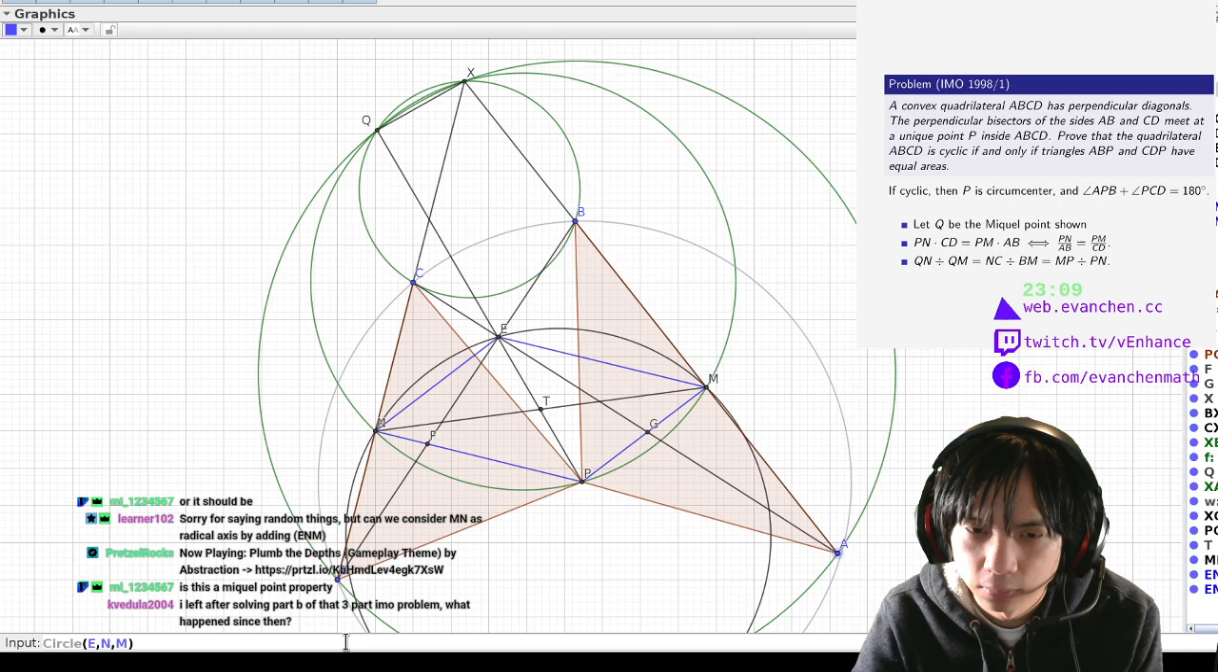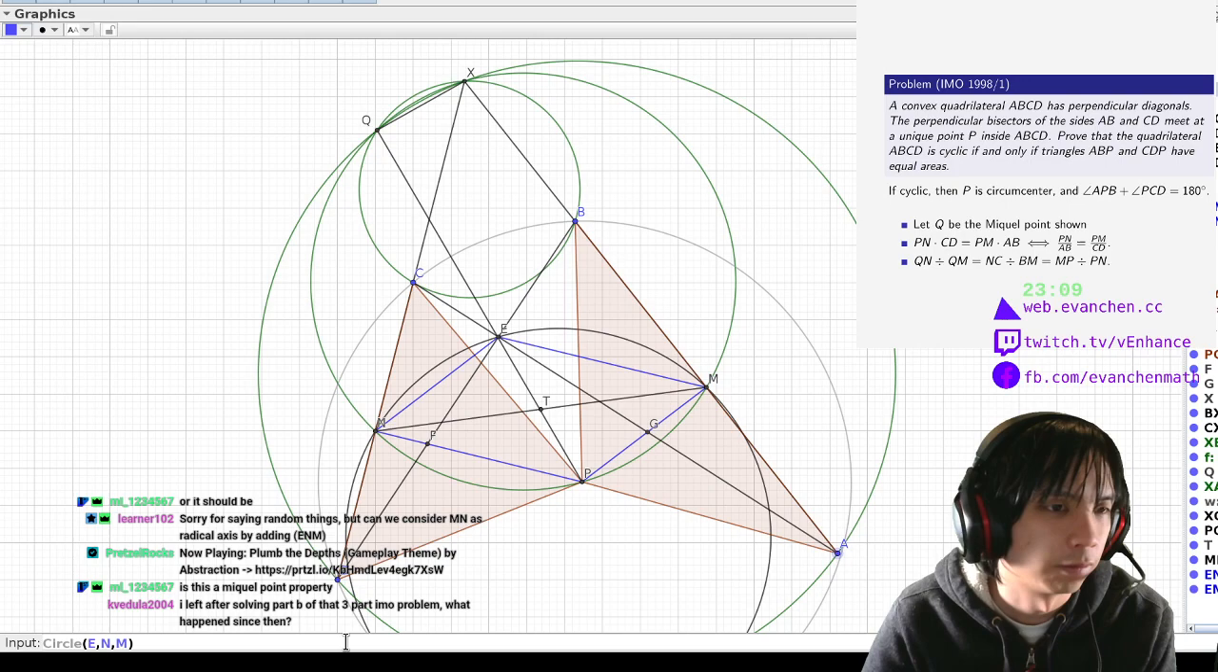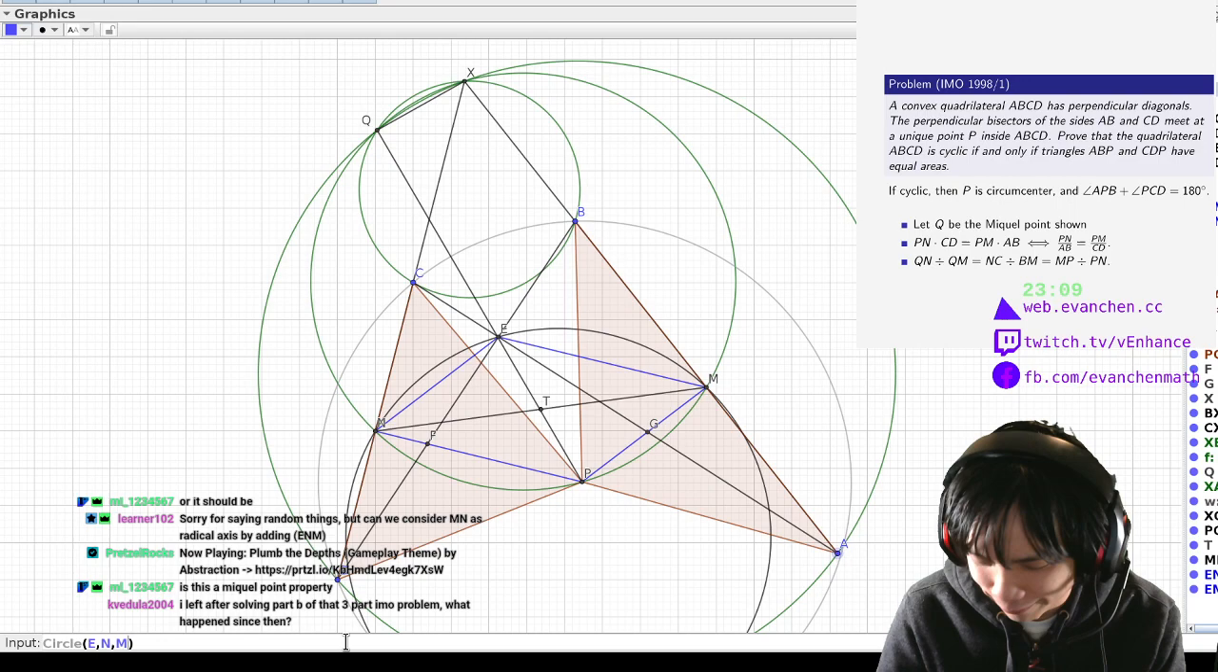What has happened since then? We are doing this geo. IMO 1 geo. Apparently it's an IMO 1! Mostly because I expect everyone just coord bashed it.